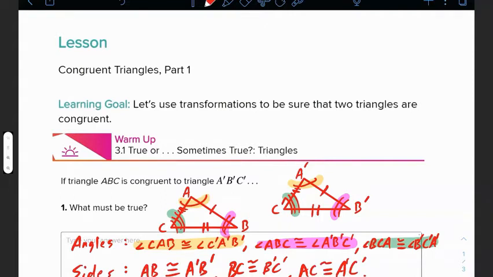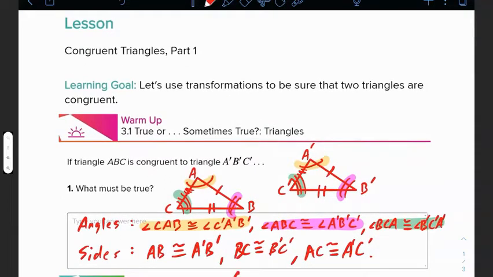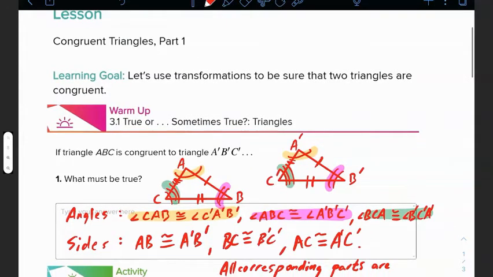So in short, all corresponding parts are congruent. Okay. So the idea is if they tell you that two objects are congruent to one another, all their corresponding parts should be congruent as well.